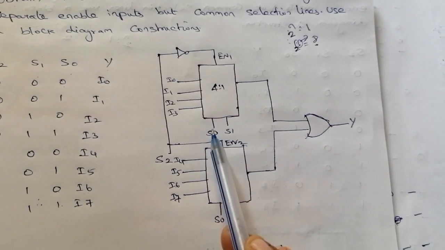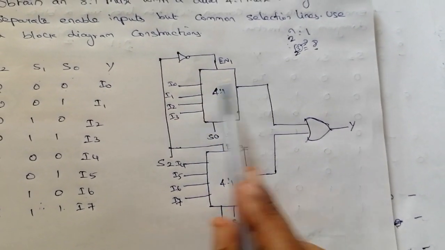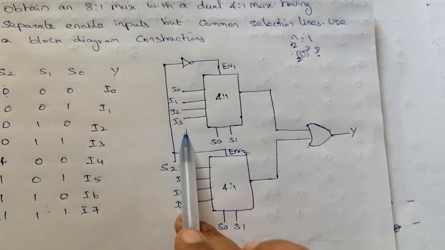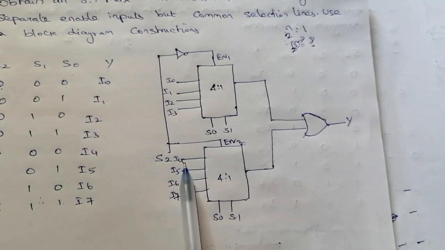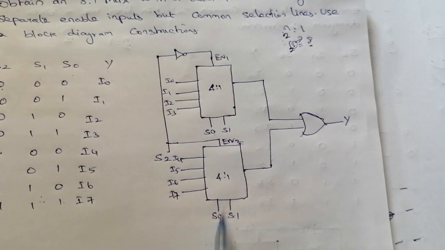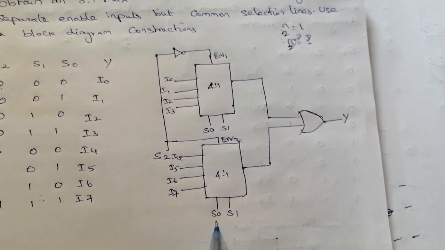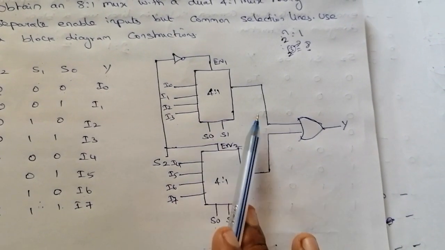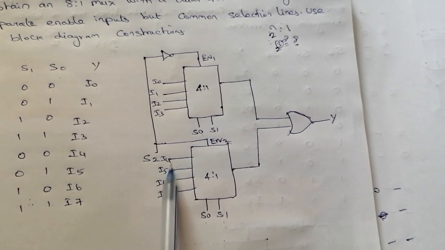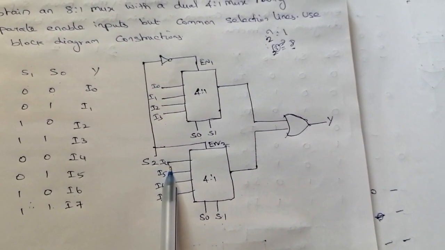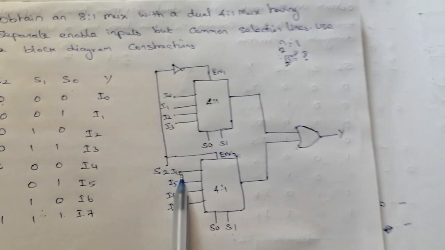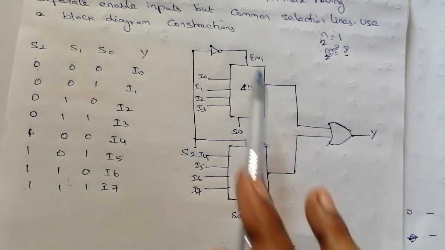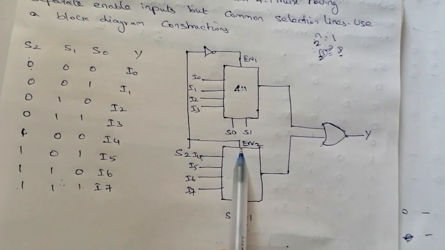We know for a 4:1 mux, if S0, S1 is 0, 0, the output will be I0; 0, 1 the output is I1; 1, 0 is I2; 1, 1 is I3. Here also S0, S1 is 0, 0 for I4. But the problem is that S0, S1 is 0, 0 here also, because of the common selection lines. Then which input will the output decide, whether I0 or I4? It is very confusing, right? So here we are using a separate enable input for these two muxes. This is enable input 1 and this is enable input 2.